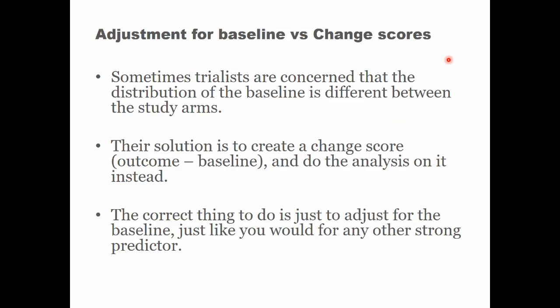All right, so we'll go on to the second main point for this week, and that is this issue of adjustment for baseline versus change scores. This is closely related to what we just talked about and doesn't require, I don't think, nearly as much explanation, but we'll go through an example. And again, it's the same idea. Sometimes trialists are very worried that the distribution of the baseline is different between the study arms. And that way, it's just another covariate.